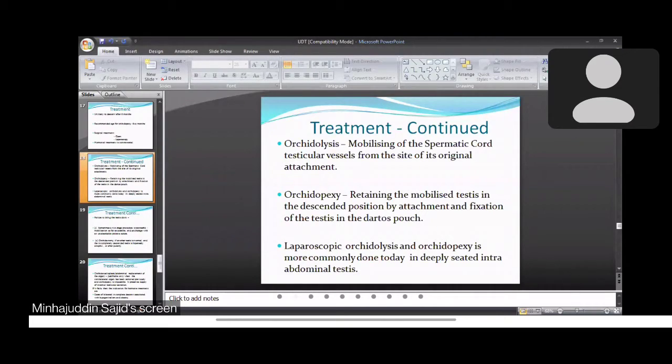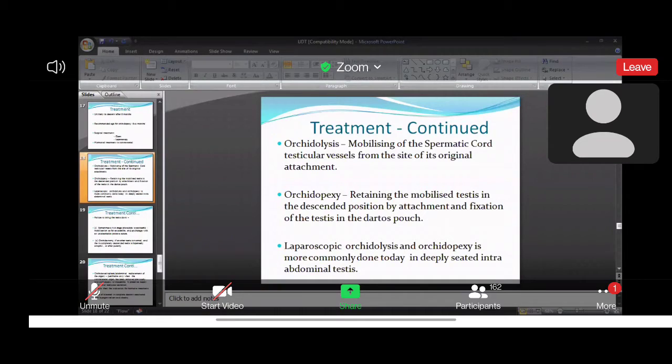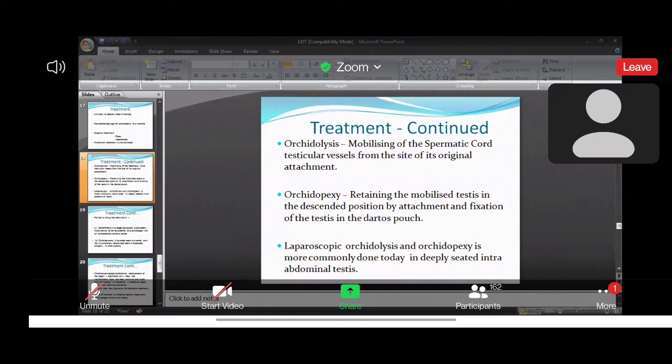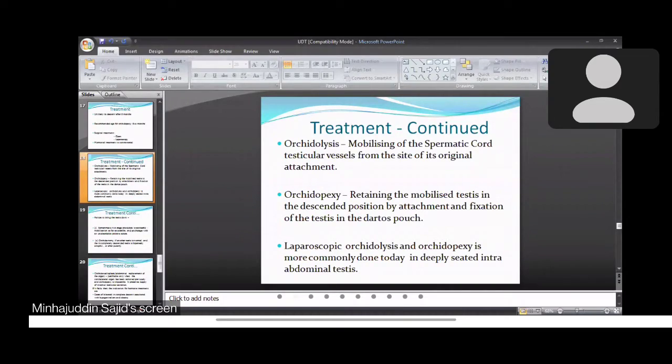And orchidopexy means retaining the mobilized testis in the descended position. That means a pouch is created in the scrotal dartos pouch, and the testis is fixed in the scrotal dartos pouch, and it is fixed with a Prolene suture. That means unabsorbable suture. So it stays in the scrotum or dartos pouch and cannot be moved. So it stays there. And laparoscopic orchidolysis and orchidopexy is more commonly done today in the deeply intra-abdominal testis.